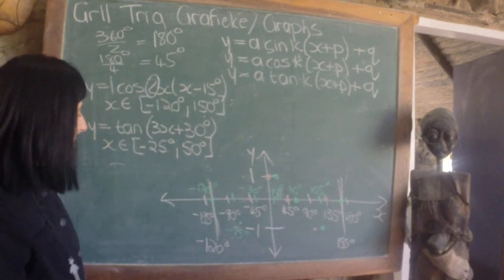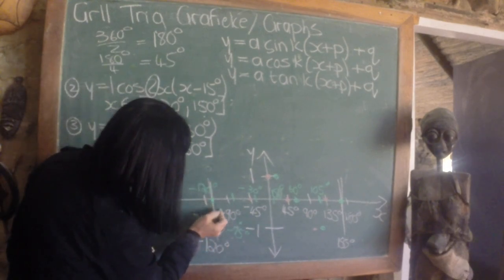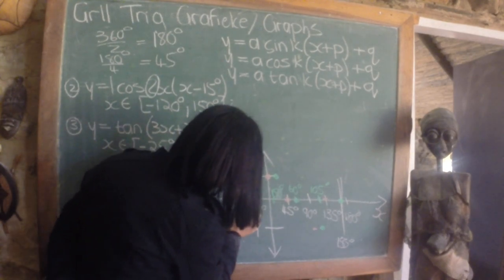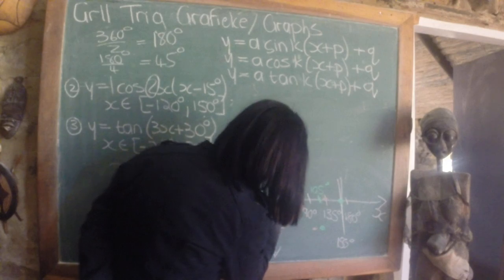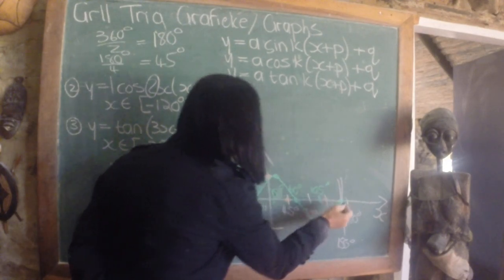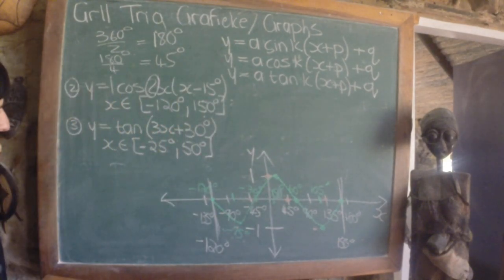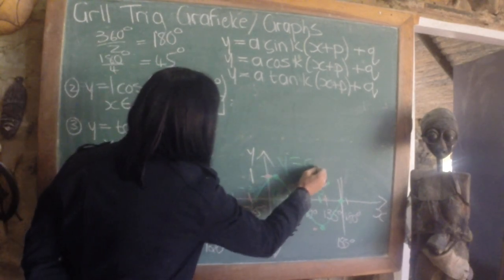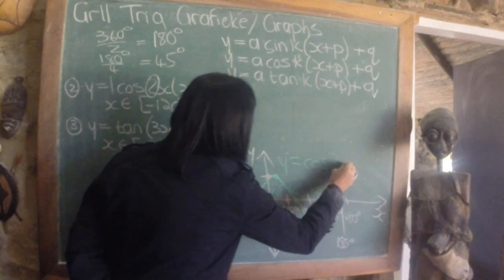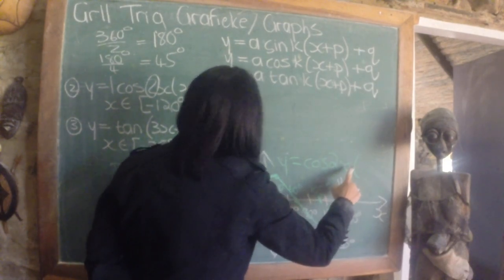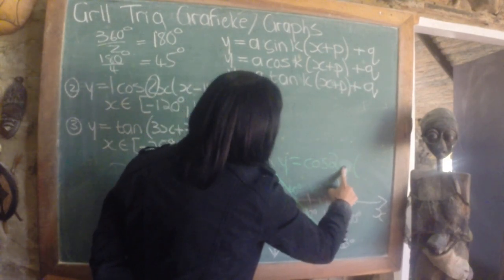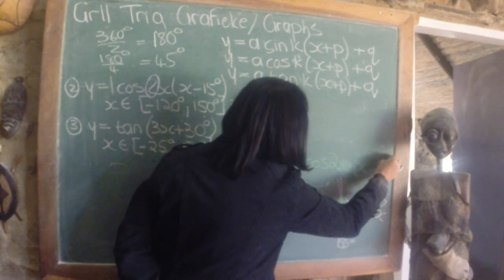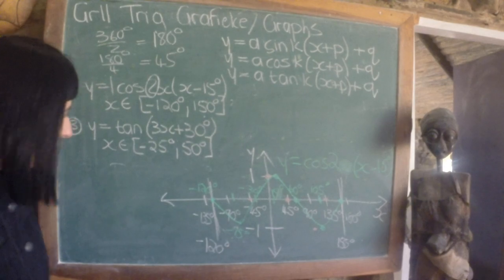So nou kan ek my groen funksie gaan teken, ek het al my punte geskuif, hy gaan daardeur, and there we've got it. So the name of this function is y equals the cos of 2x that shifted, not 2x, 2x minus 15 that shifted 15 units to the right.